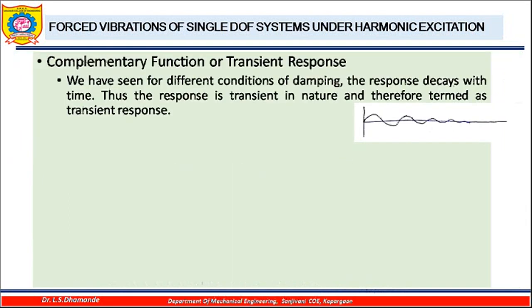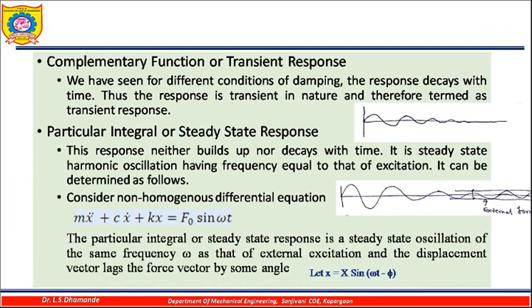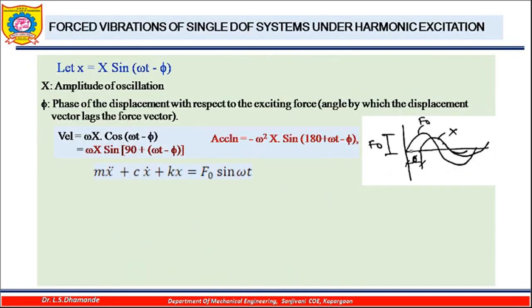As we have already seen the complementary function in the previous chapter, now we are talking about the steady state response in this particular unit. The solution we have assumed as capital X sin(omega t minus phi). Our aim in this presentation is to find the value of X and the value of phi so that we can get the solution of this system which is subjected to forced vibration.